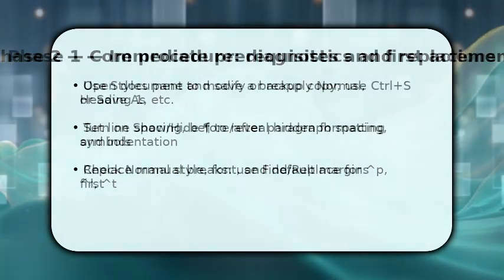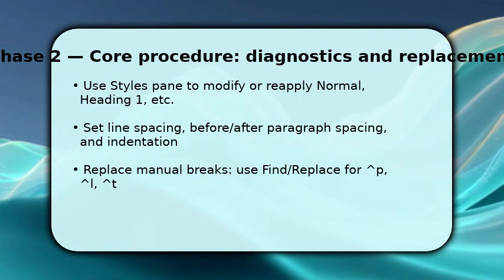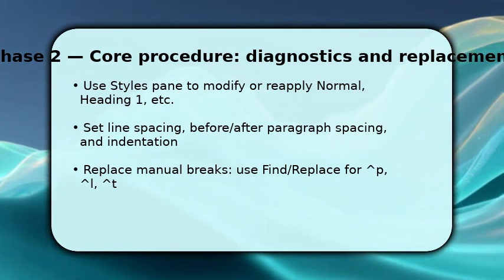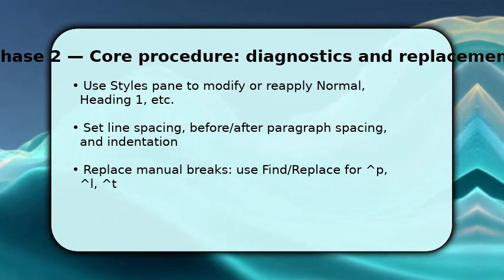Now clean up styles and spacing to restore consistency. Open the Styles pane and reapply normal to affected paragraphs. Then modify the style to set font, size, line spacing, and paragraph spacing centrally.